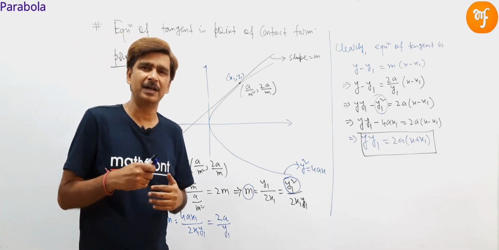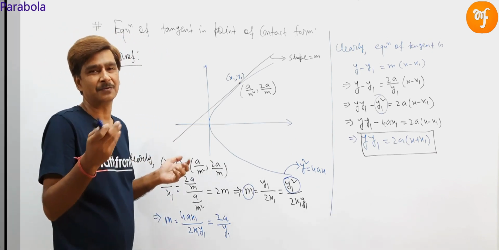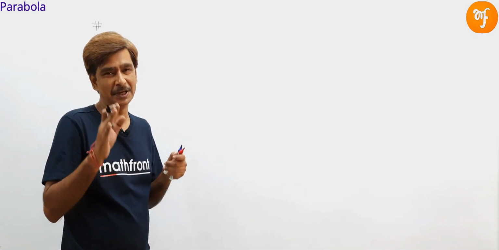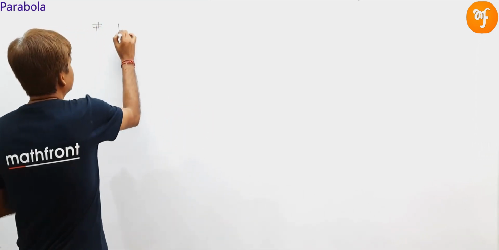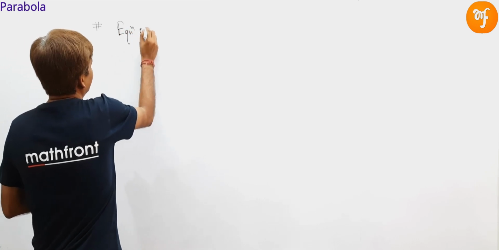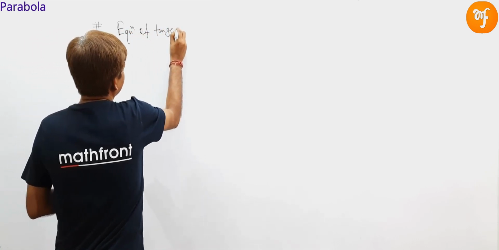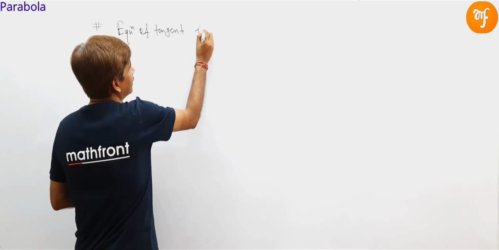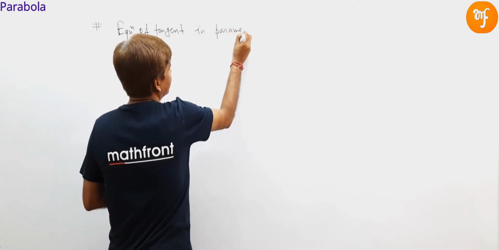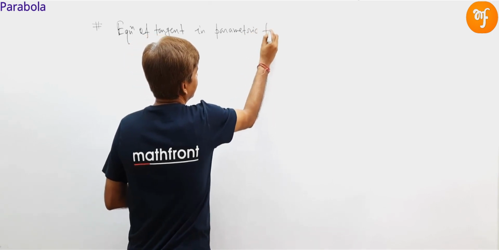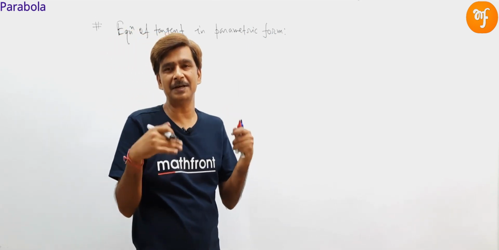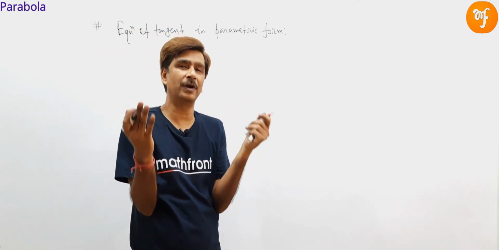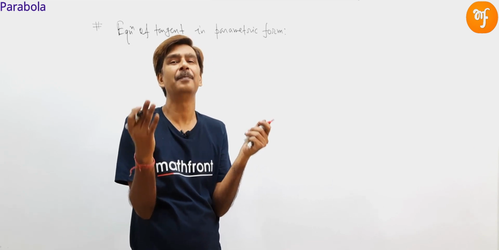Now we are coming to the equation of tangent in parametric form. That is, discussing the equation of tangent to the parabola y square is equal to 4ax in parametric form. As we all know, the tangent in parametric form means the point of contact is given in parametric form.